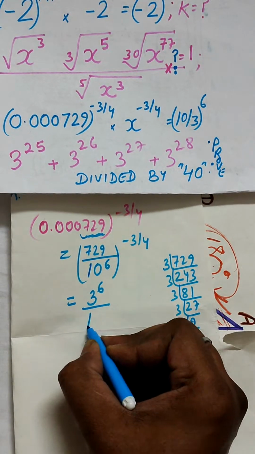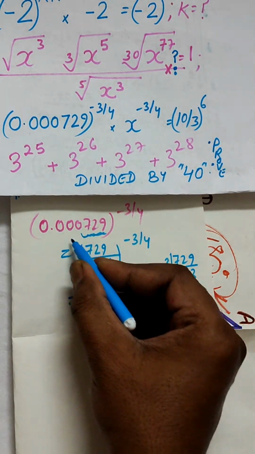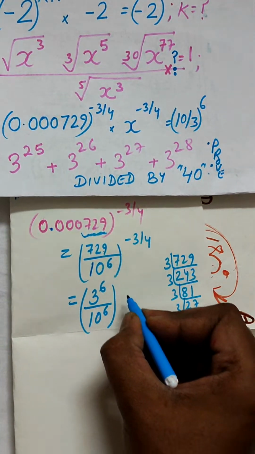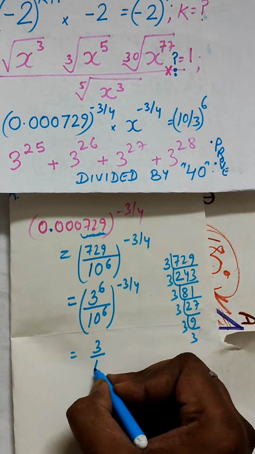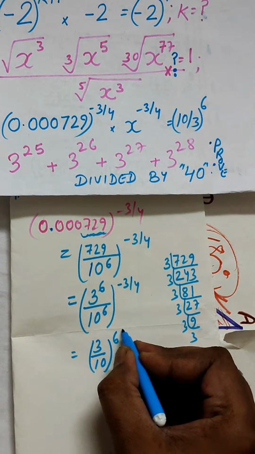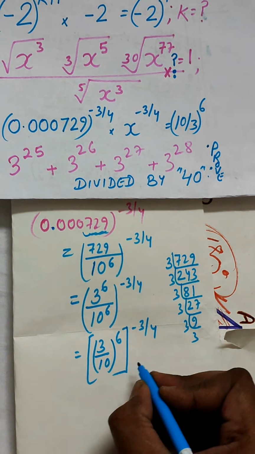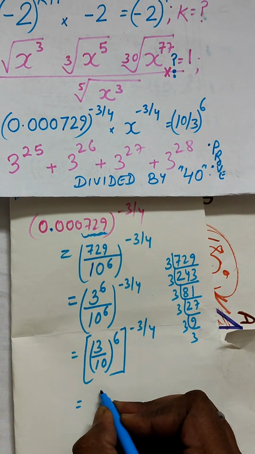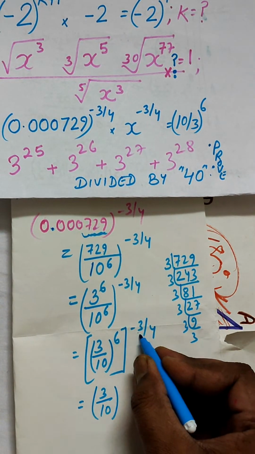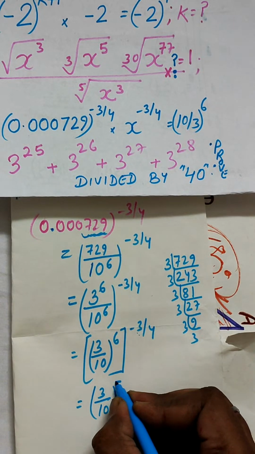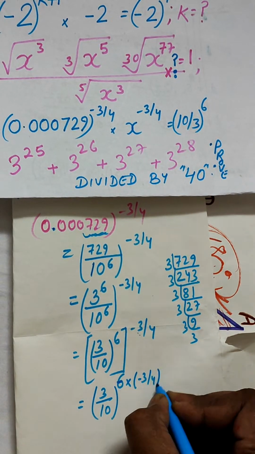Right? Divided by 10 power 6, which is already there in the denominator after removing the decimal, because the decimal was here earlier, and in the power minus 3 by 4. So this will be coming as 3 by 10 power 6 minus 3 by 4, right? And this will give you 3 by 10. These exponents will be multiplied, right? So keep minus as it is, or write 6 into minus 3 by 4, right?